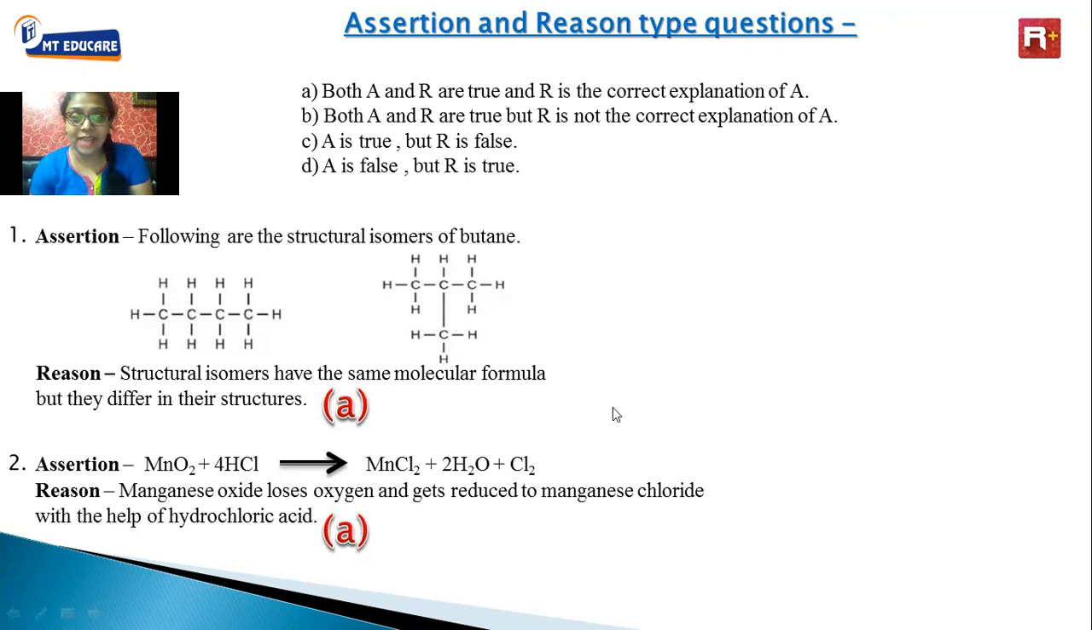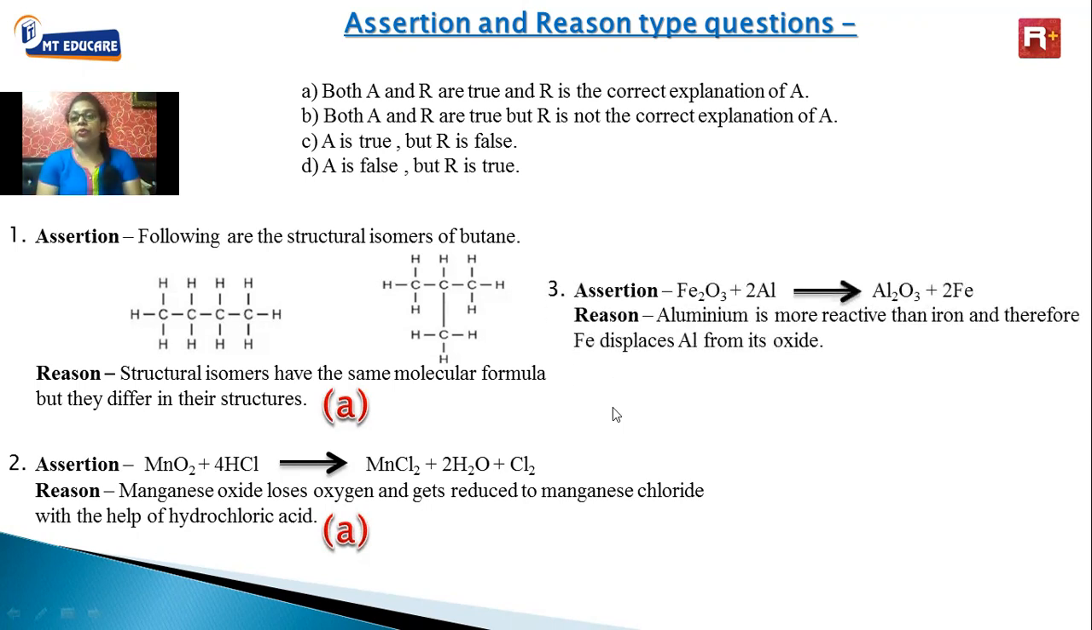Okay, so let's have the last example for assertion and reason. So the assertion is Fe2O3 plus Al, that is iron oxide plus aluminium, will give us Al2O3 plus Fe. Is this statement correct? Yes. Aluminium is more reactive than iron, and therefore it displaces iron from its position. I can say it will remove iron and take the place of iron. See over here, it has removed iron and it has combined with oxygen, that is, it took the place of iron, that is Al2O3 is formed.